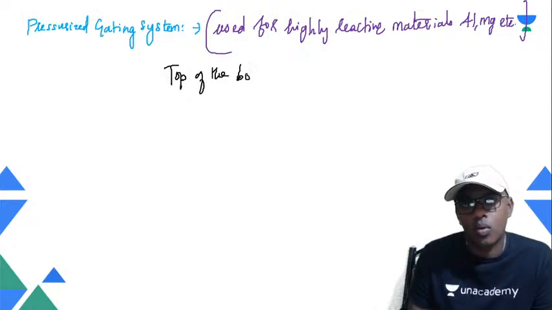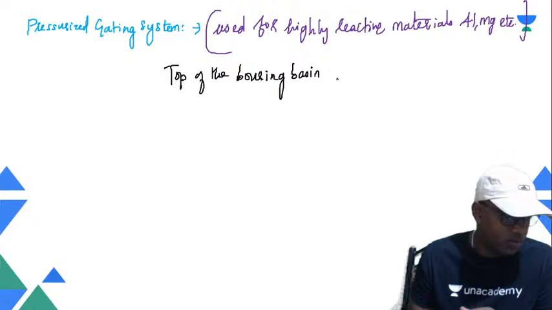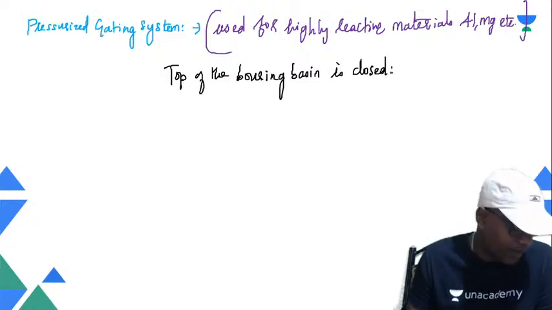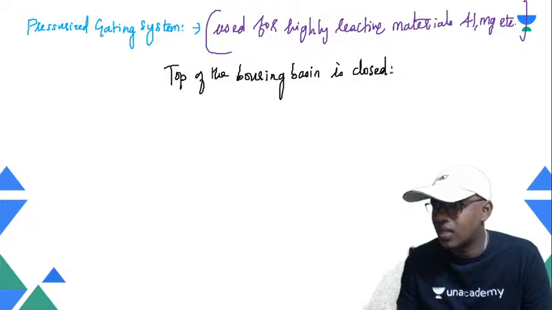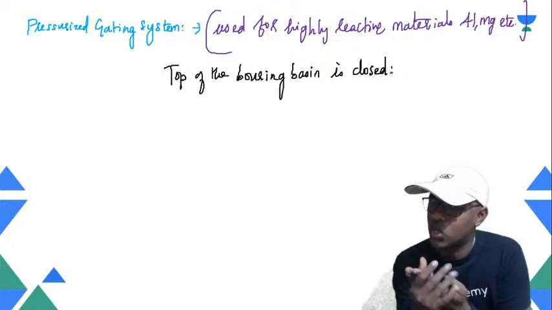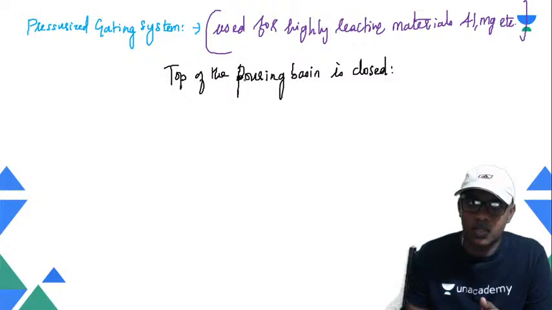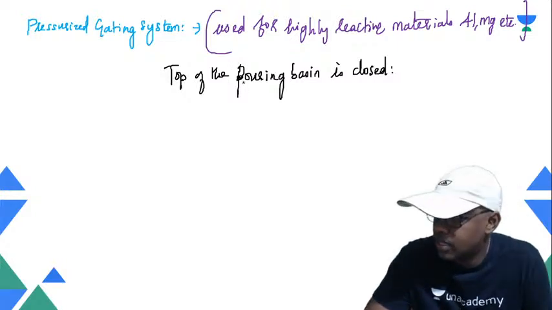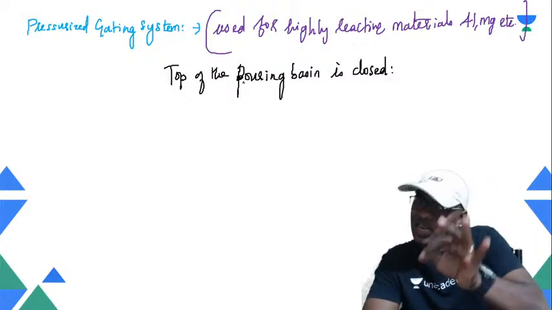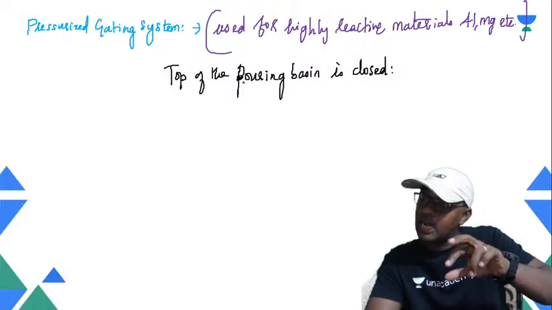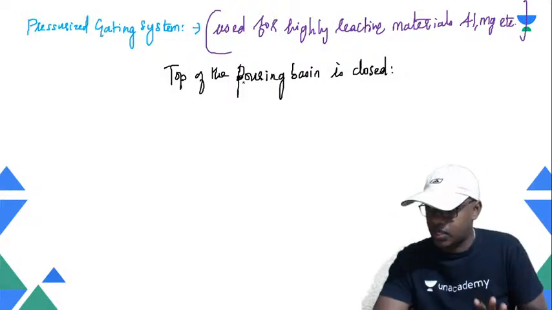The top of the pouring basin is closed. Sir, what happens if the pouring basin is closed? Right, what happens here? The pressure above the molten metal in the pouring basin is maintained at greater than the atmospheric pressure.